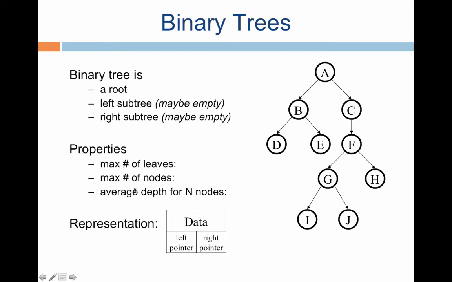The properties of binary trees are: one is interested in binary trees with a maximum number of leaves, one is interested in binary trees with a maximum number of nodes. We are interested in the average depth for n nodes. Right? So for example, if the binary tree has n nodes, in this case, whatever is the number of nodes here, you can see that the average depth seems to be something between 3 and 4.